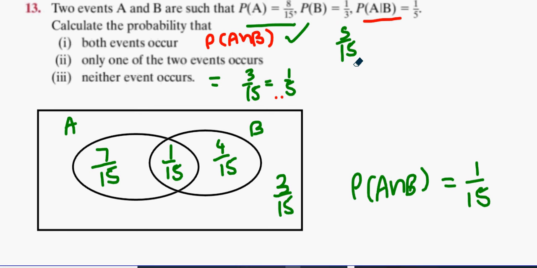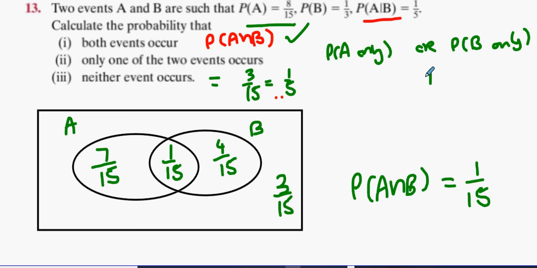Now, only one of the two events occurs. What does that mean? It means the probability of A only or the probability of B only. What does the word or mean? Add or multiply? Means add. A only is 7/15. B only is 4/15. That for me is 11/15. Does anybody get 11/15? Alright, we're all good. And we did part 3 already. Okay.